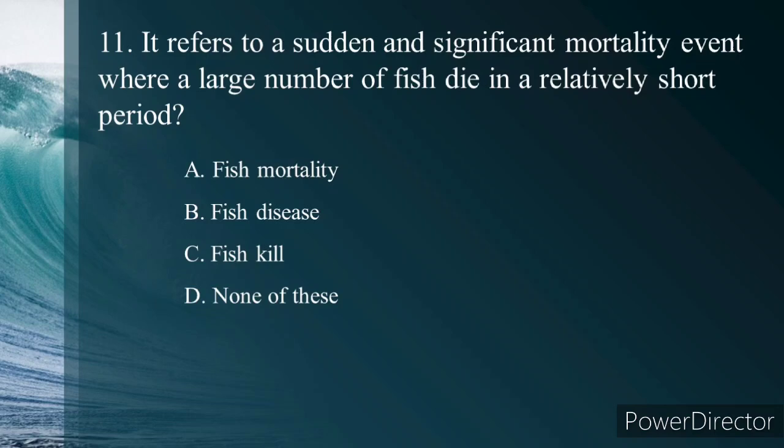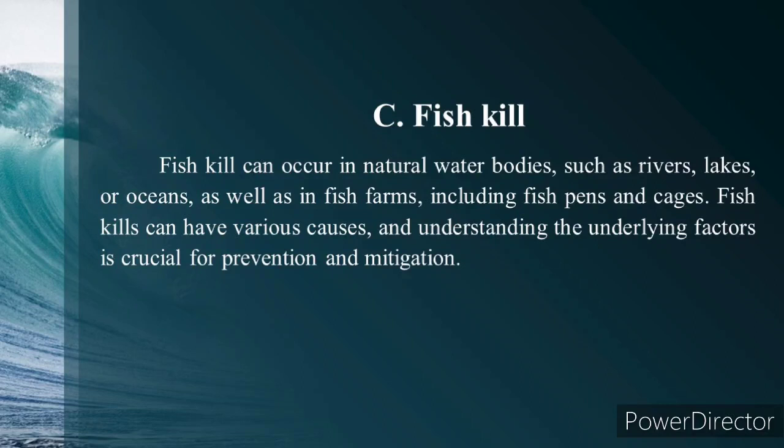1, 2, 3. The answer is C. Fish kill. Fish kill can occur in natural water bodies, such as rivers, lakes, or oceans, as well as in fish farms, including fish pens and cages. Fish kills can have various causes, and understanding the underlying factors is crucial for prevention and mitigation.